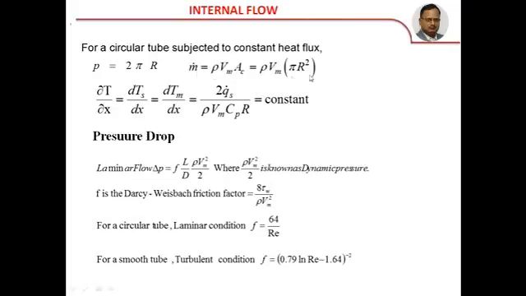Now coming to a circular tube subjected to constant heat flux, the perimeter is 2 pi r, and the mass flow rate is rho Vm times the cross-sectional area pi r squared. And dou T by dou x, as we have seen, is 2 q dot s by rho Vm Cp r, which is a constant value.